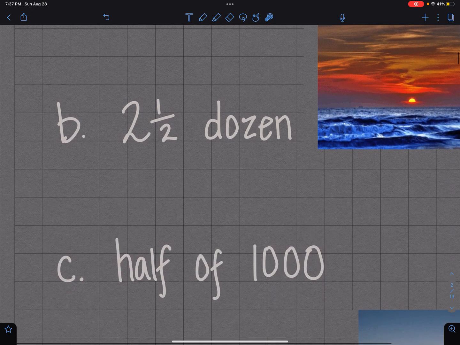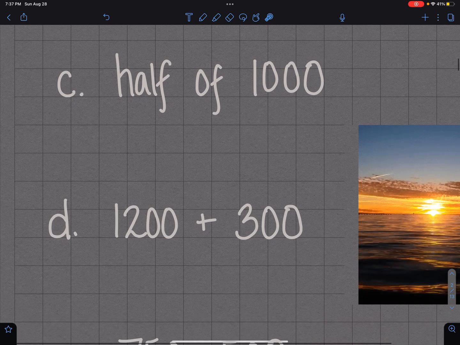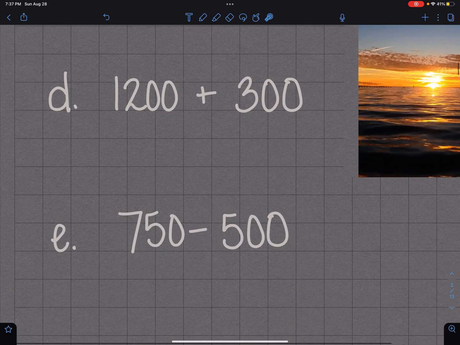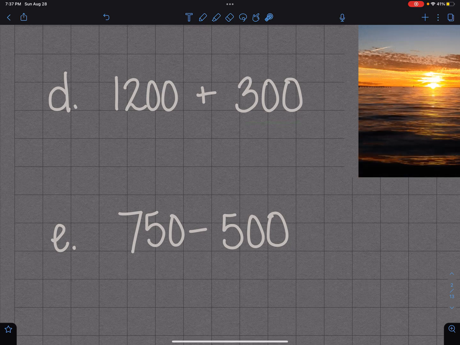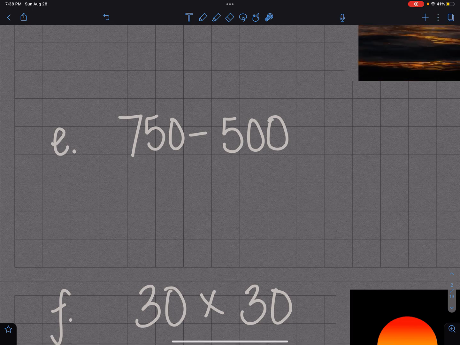Okay, for B, we're going to do 2.5 dozen. If you need to pause this video and take your time, then go ahead and do that. For C, what is half of 1,000? For D, we have 1,200 plus 300. For E, let's do 750 minus 500.